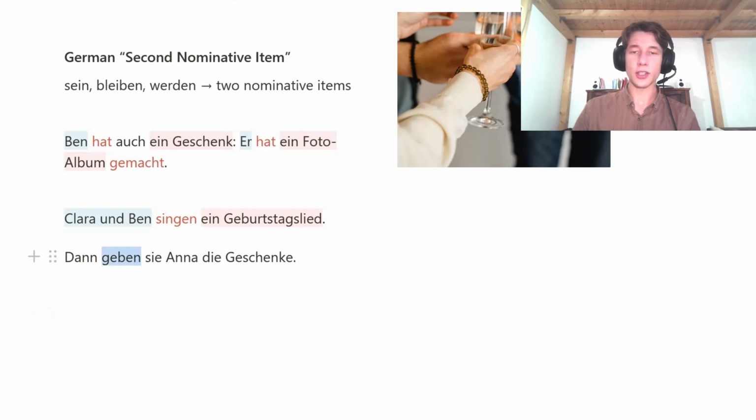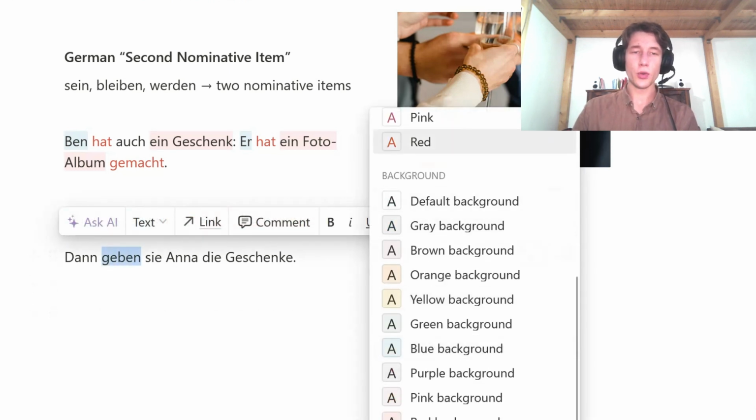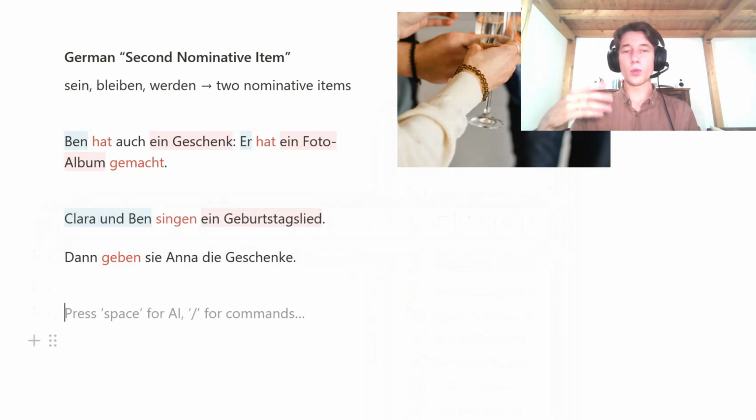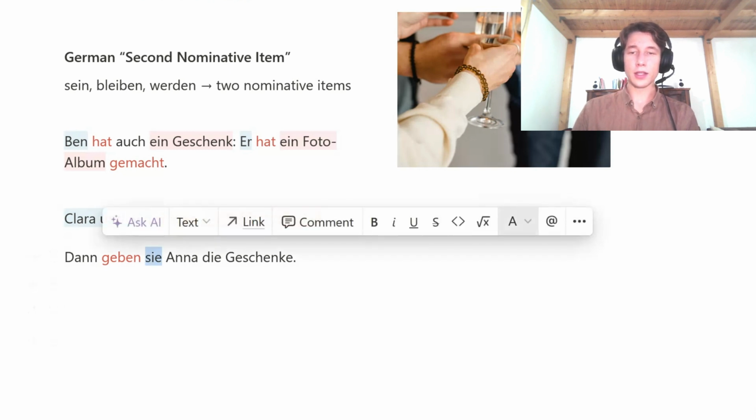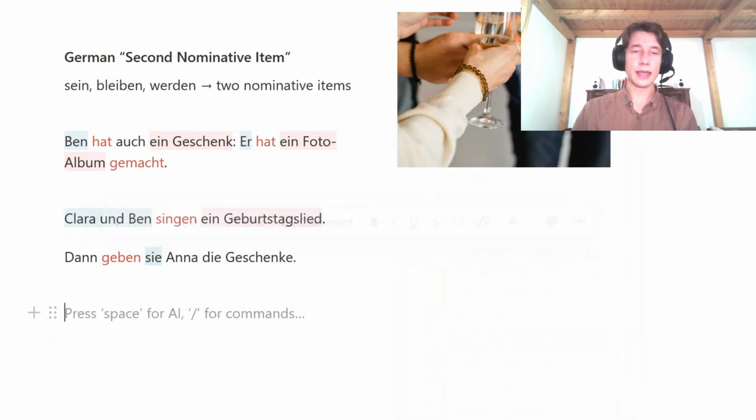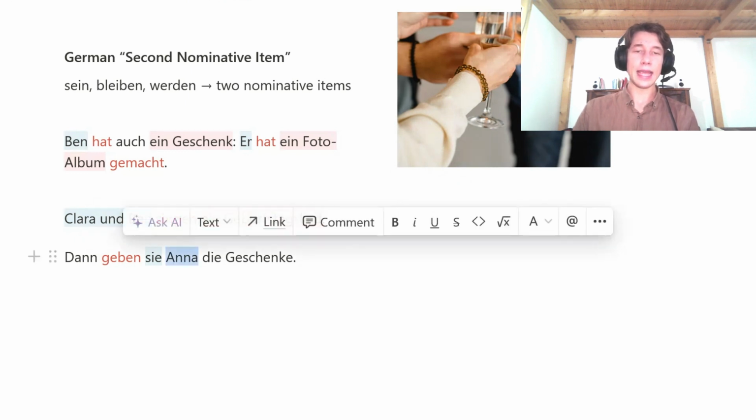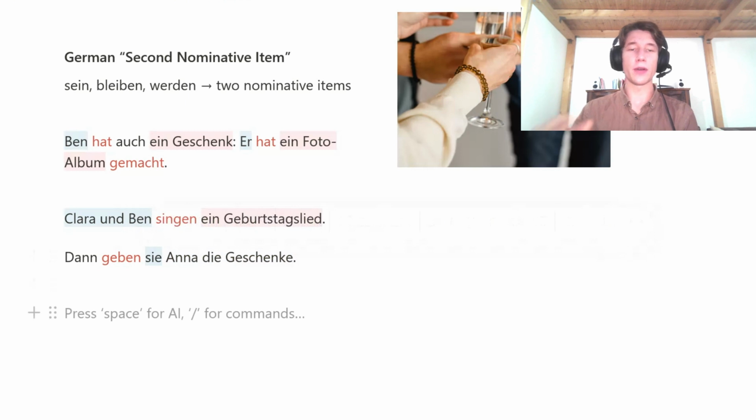So geben is the action. Now, who is doing this action? Who is giving the presents? Well, Clara and Ben are giving them, but in this sentence, we don't have Clara and Ben named explicitly. We only have the pronoun sie, they, referring to them. So this pronoun is nominative. And then it gets interesting because now we have two more items, two more things in this sentence. Anna and die Geschenke. It's always a little bit weird to refer to people as things in grammatical terms, but that's just the kind of abstract grammatical way of thinking.